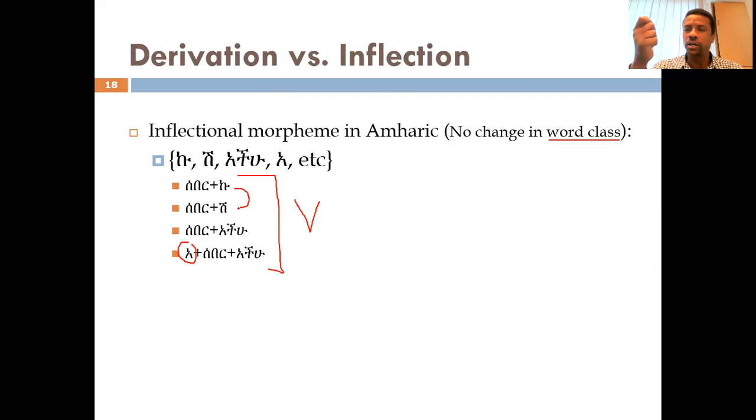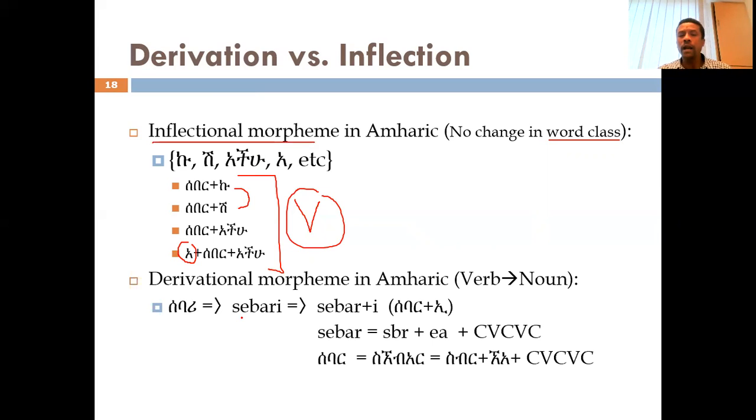the subject has changed, the causative has changed. But still the part of speech is a verb. So since the part of speech didn't change, we say ku, sh, achu, and a as suffixes are inflectional morphemes. For instance, in Amharic, we have one derivational morpheme.